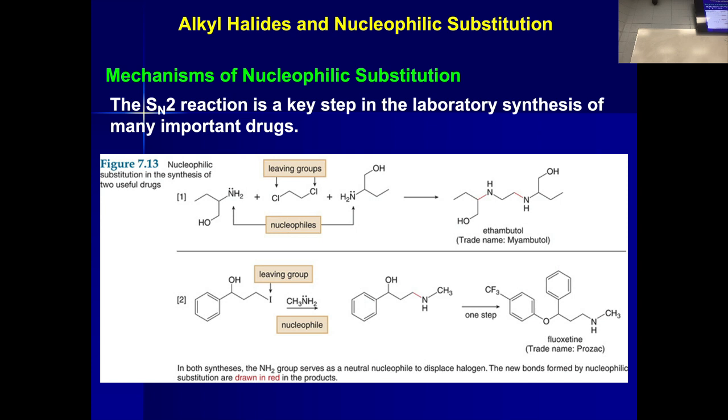This is another example of a good SN2 reaction. This alkyl iodide reacting with methylamine to form this nice carbon-nitrogen bond. This is a one-step reaction, and then another step is used to make, ultimately, Prozac. Prozac is made by the chemistry that you all are learning right now. It is just an SN2 reaction to give you the carbon-nitrogen bond that you need.